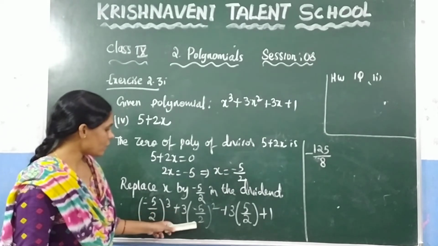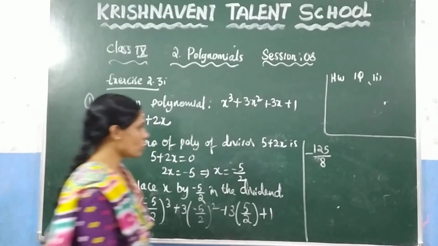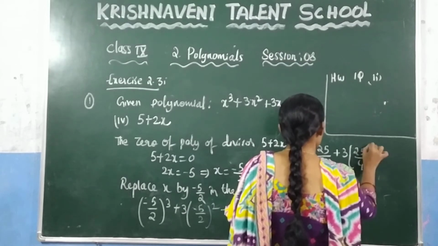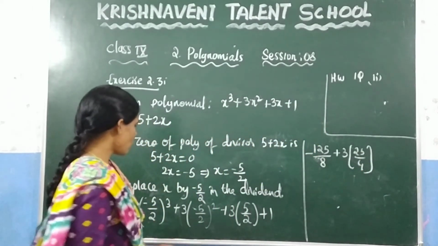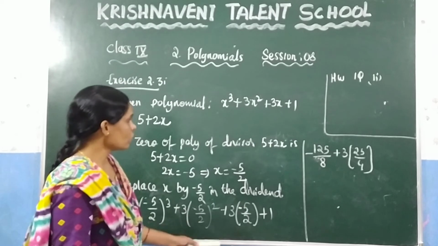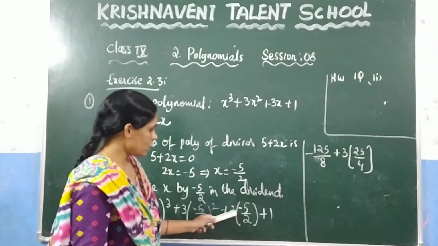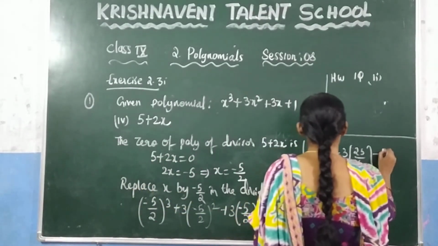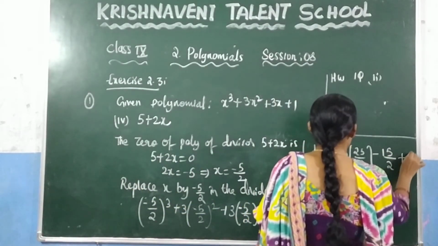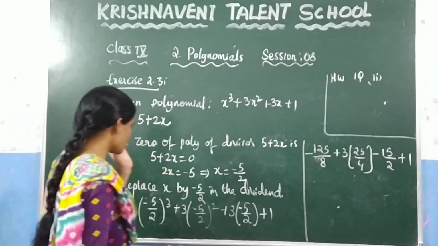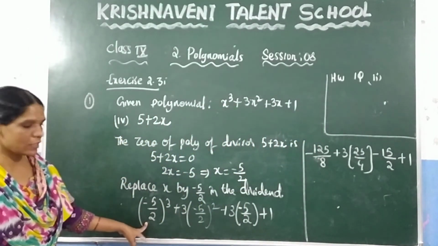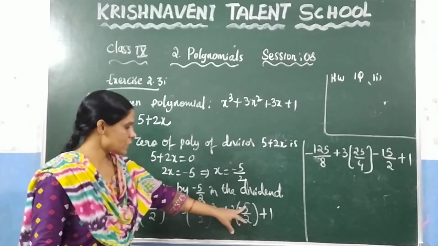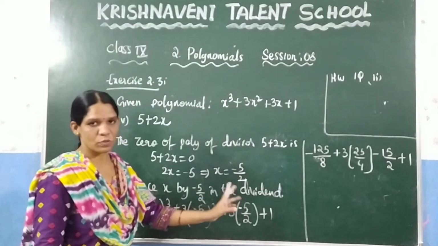So what is the value of 5 by 2 whole square, which is nothing but 25 by 4. So you will get here 3 into 25 by 4. And after that, what will you get here? Minus 5 by 2. So here minus 15. You know that plus into minus is minus. 3 into 5 is 15. So you will get here minus 15 by 2 plus 1. Now you need to solve that one. So what you will get here is 125 by 8 plus 3 into 25 by 4, and after that plus into minus is minus, 3 into 5 is 15 by 2 plus 1.